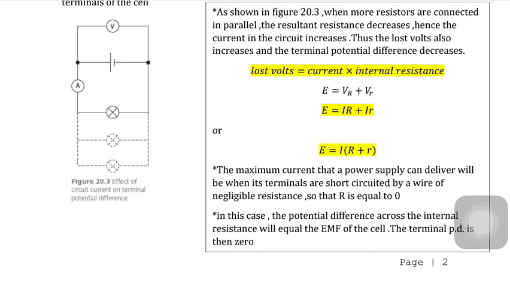If you have a circuit where the wires have zero resistance, then that would produce the maximum current. And if that is the case, if a wire of zero resistance is there, that means there's no potential drop across the loads. So there's only the E and the lost volts. So the potential difference across the internal resistance will be equal to the EMF.